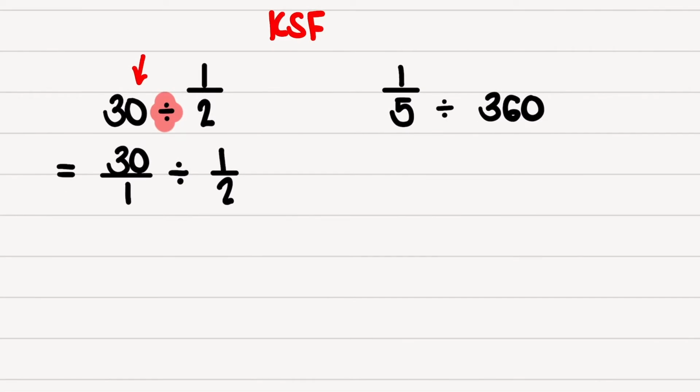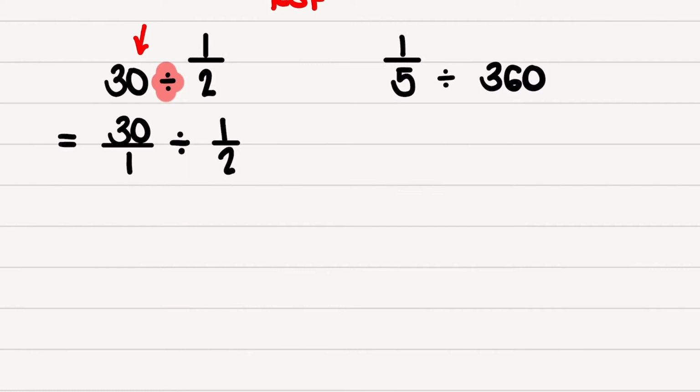So now I'm going to keep switch flip. Keep switch flip means that I keep the first fraction the same, so that's 30 divided by 1, or 30 over 1. I'm going to switch the division sign to a multiplication sign, so I'm changing that, and then I'm going to flip the fraction around. So instead of 1 over 2, I'm going to have 2 over 1.